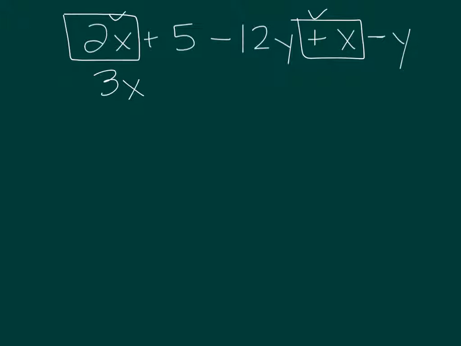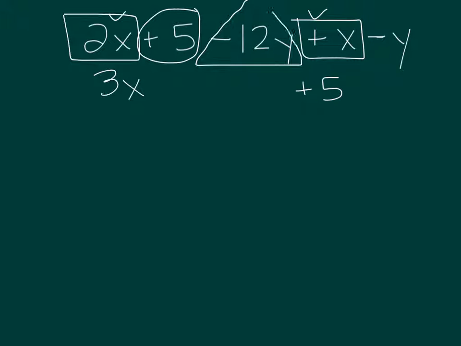Then we have this 5, and he's just there. There's nothing else we can combine with him, and I usually put the ones that have no letters at the very end of the expression. I think that must be my algebra from high school where we did that.